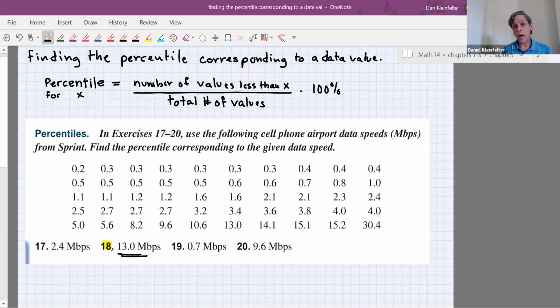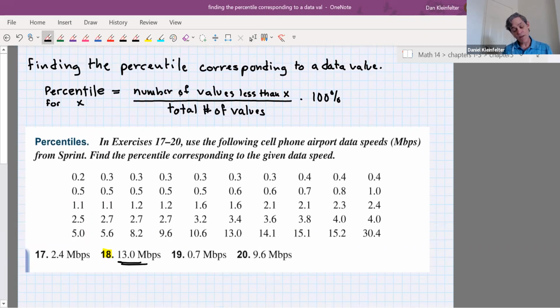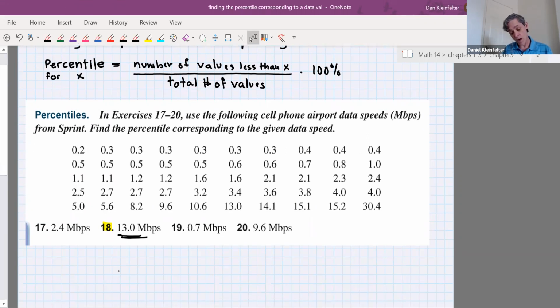While we could figure out the standard deviation and calculate a z-score, which would be a good way to measure the relative position of 13 megabits per second, another way to do it is to find its percentile. How are we going to do that? How many values are smaller than it, and how many values altogether are there? There are 5 rows and 1, 2, 3, 4, 5, 6, 7, 8, 9, 10 values in each row, so there are a total of 50 values.